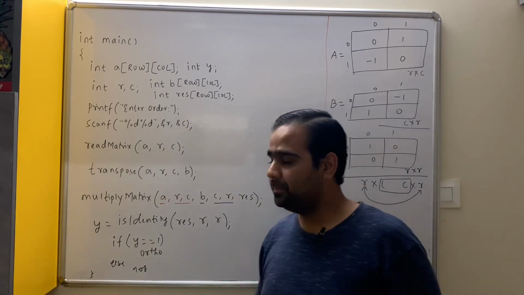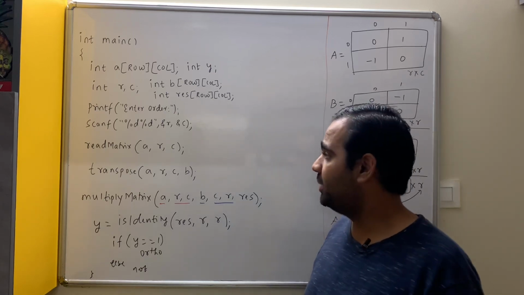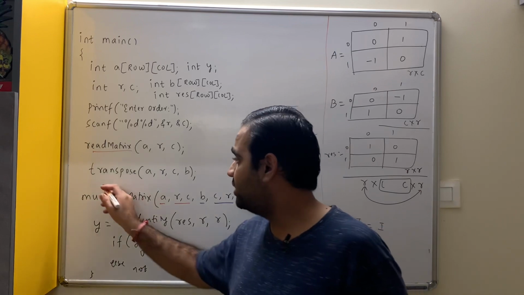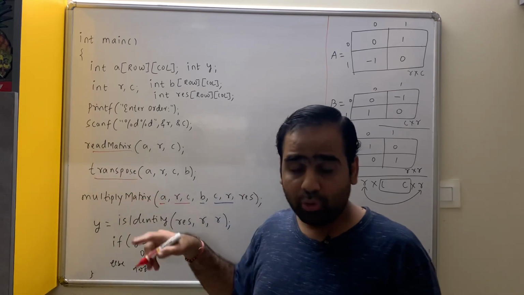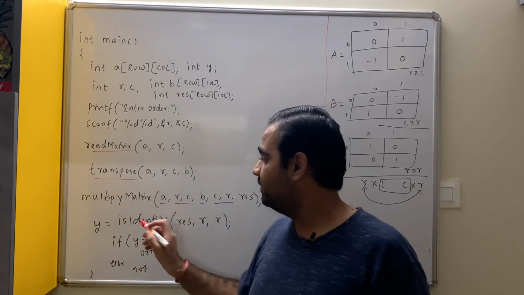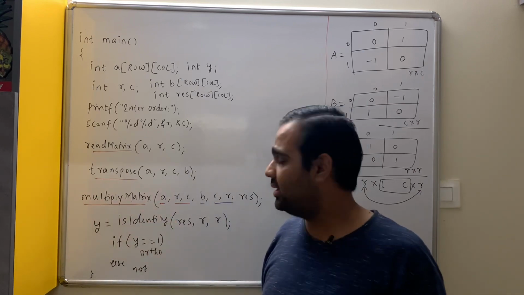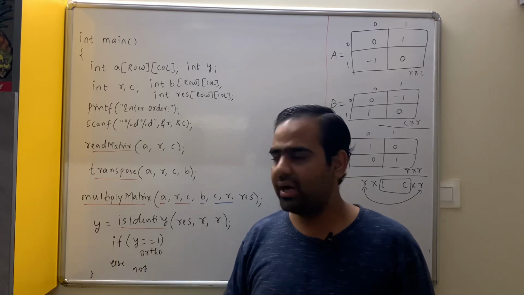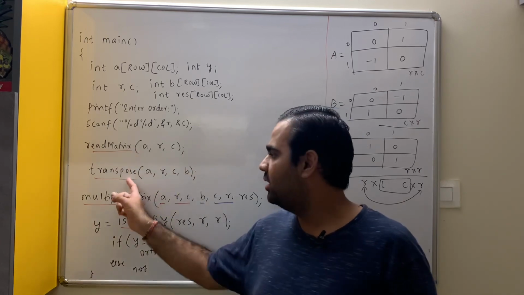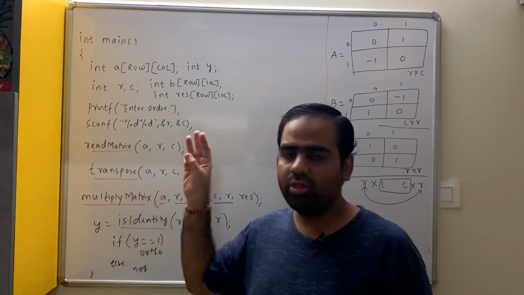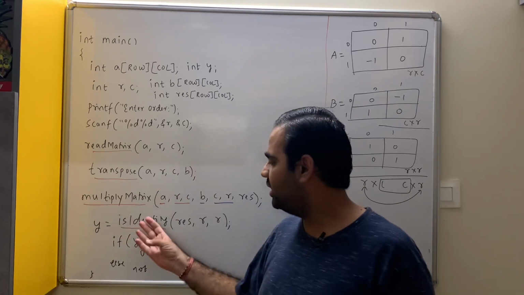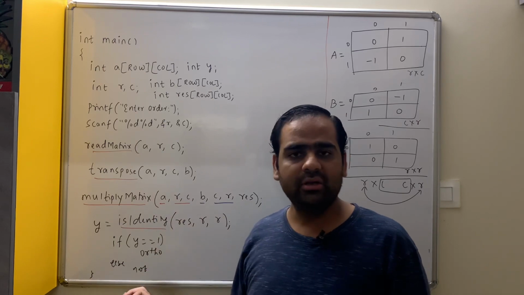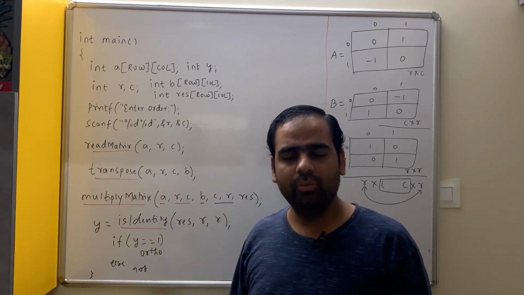Now what all function prototypes do you have to write? You have to write function prototypes for read matrix, for transpose, for multiply matrix, and for is identity. Four functions you need to write. Read matrix already done, transpose already done, multiply matrix already done, is identity already done. All these things I will post in the description section. Please watch that video before watching this.